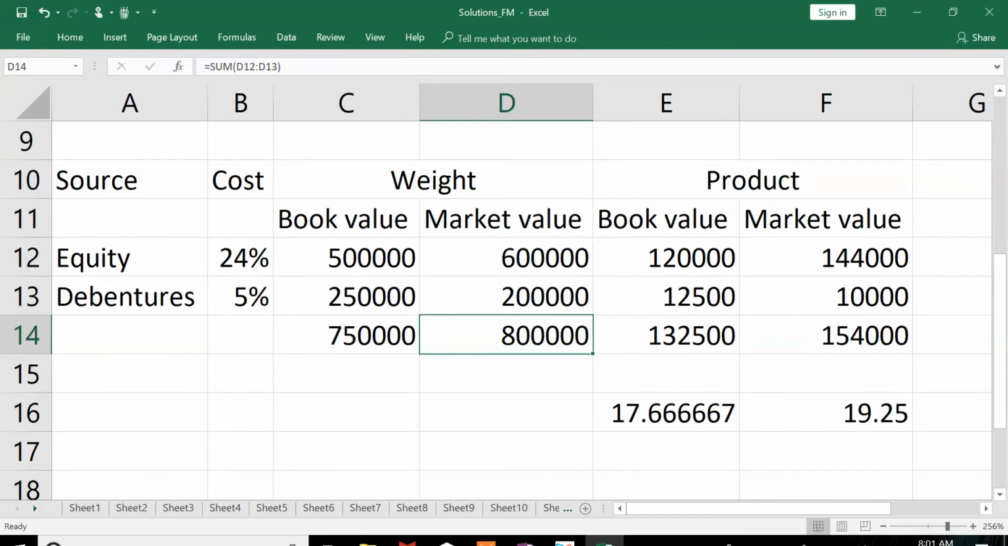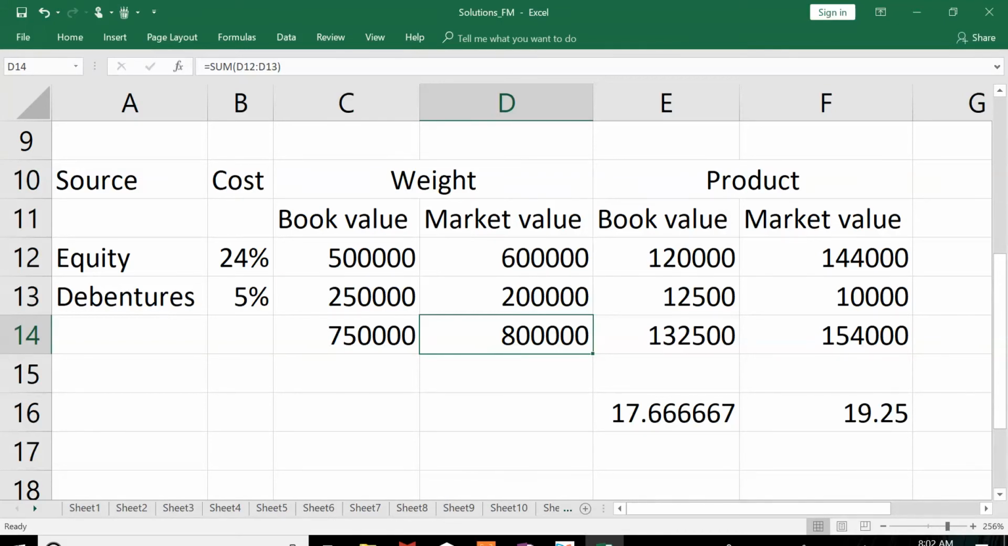If you write source, cost, weight, product, you are wasting time. Firm A will be a direct answer, 18%. Any doubts on this? Be it book value, be it market value, use any approach, it has to be 18% because there is only one form of capital. You will multiply with something and then divide by the same number, so in the process you will get only 18%.